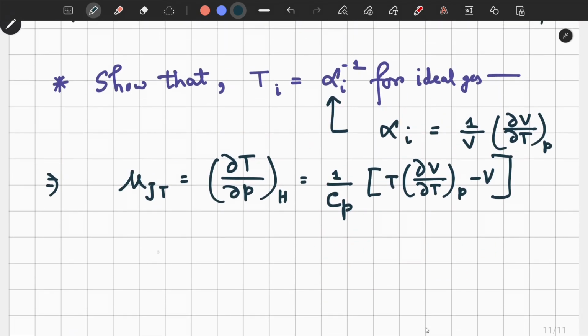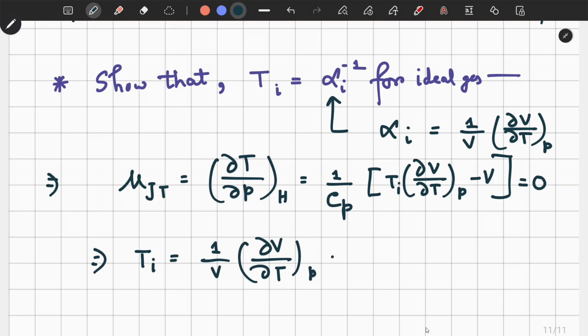Okay. So now at inversion temperature, it is 0, right? So when it is Ti, it is 0. Cp is not 0. So eventually it is 1 by V, just straightforward. Yes, I got it.